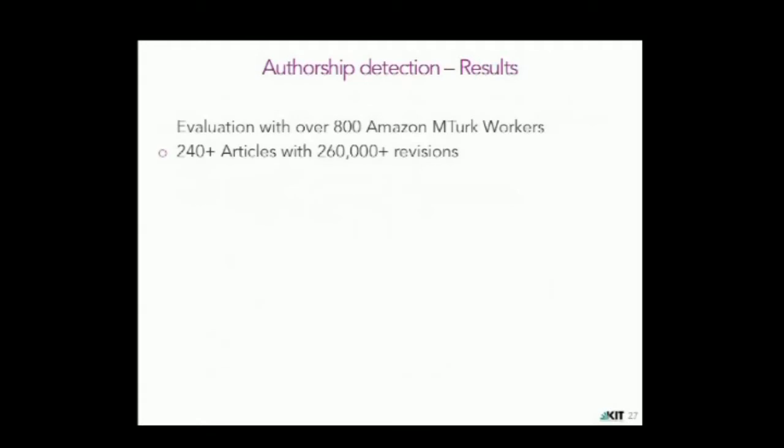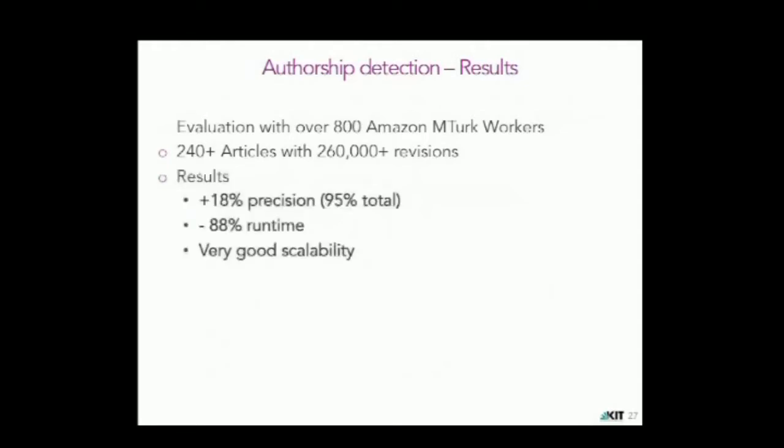I evaluated that with over 800 Amazon Mechanical Turk workers and 260,000 revisions, and here we have an 18% precision gain, so 95% total precision. Actually, who's telling it's coming from this person from this revision, and we really made it much more scalable. So now it's feasible to run through almost the whole Wikipedia and through big articles in a realistic amount of time. With the diff algorithm it sometimes takes days or hangs up, because diff is really sensitive to this kind of vandalism, and sometimes it gets hiccups and doesn't run anymore.